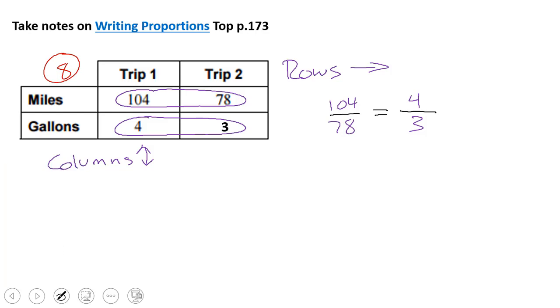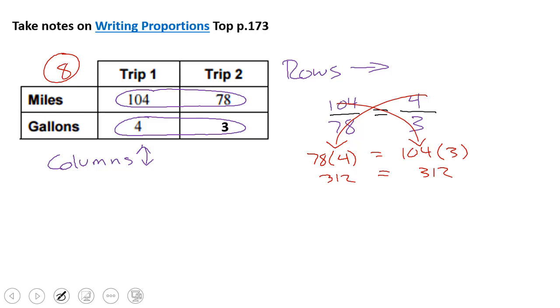And then, of course, I could do cross products, and I would get 104 times 3, and I would get 78 times 4. And of course, when you multiply those together, you do get 312. And you can see that that is a proportion, ladies and gentlemen. And that works. And that's doing it by the rows.